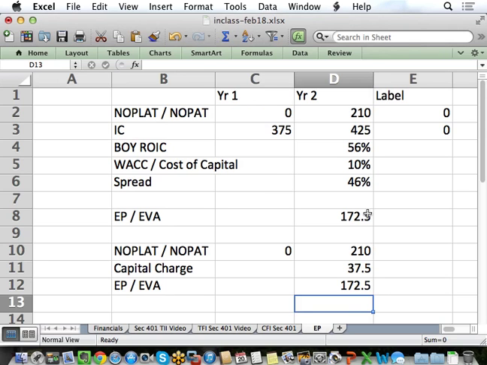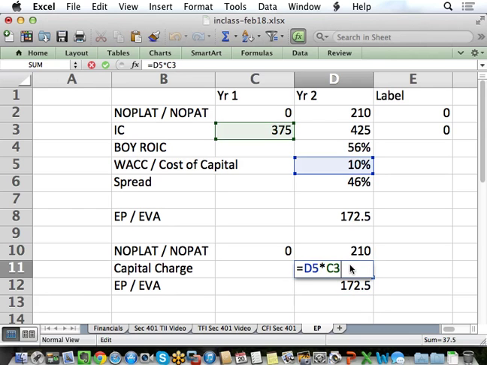The 37.5 is the 10% cost of capital times the starting or beginning of year invested capital. Right? And that's when I say BOY, beginning of year, it means the end of last year. So in this case, the year 1 invested capital, because we're going to assume that December 31st and January 1st are the same dates.